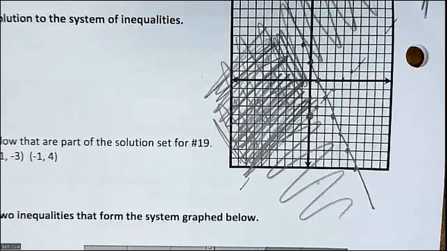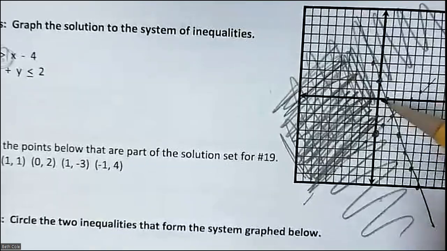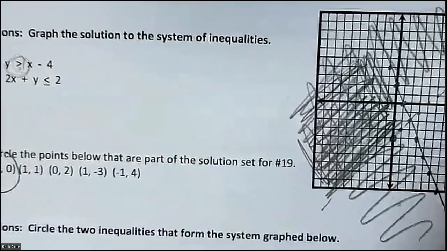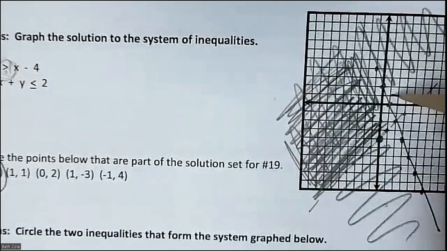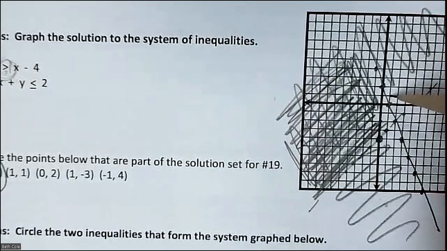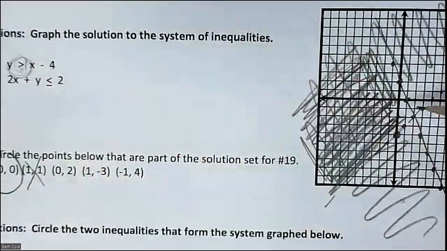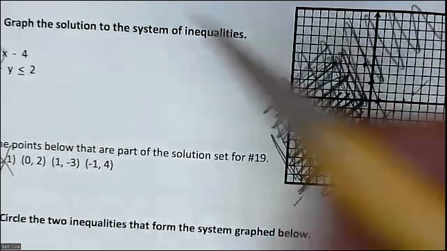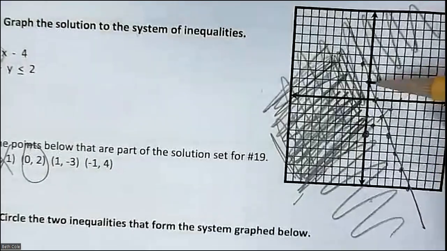All right. So what do you think about 0, 0 right here? The origin, is that part of the answer? Yes. Okay. So we want that one. How about 1, 1? No, that's just outside. It's like, let me in, let me in. All right, 0, 2. That's on the line. Does it count or no? Yes, because it is not dotted. It is solid. So we can count that one.